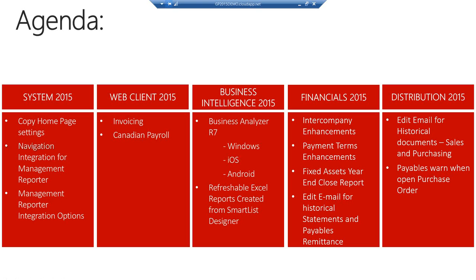We're going to talk about business intelligence. Let's see what is new with the Business Analyzer and why you might want to consider using that tool, as well as how they're enhancing the Smart List Designer tool that they released with GP 2013. With the financials aspect, we're going to talk intercompany, the new terms code, and how fixed assets has been improved, and with distribution, how they're enhancing the email functionality. One big rock that's not necessarily shown on this screen is the workflow module, and we'll talk about what they released with 2013 and with 2015 and how you'd be able to use that.